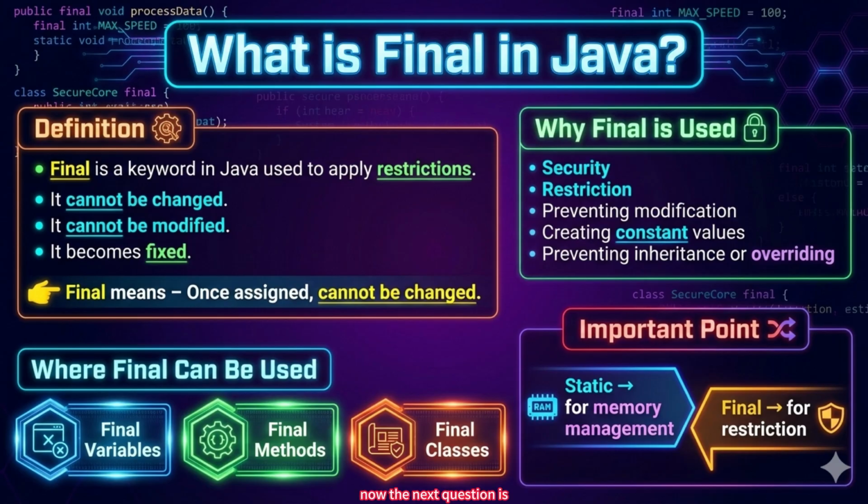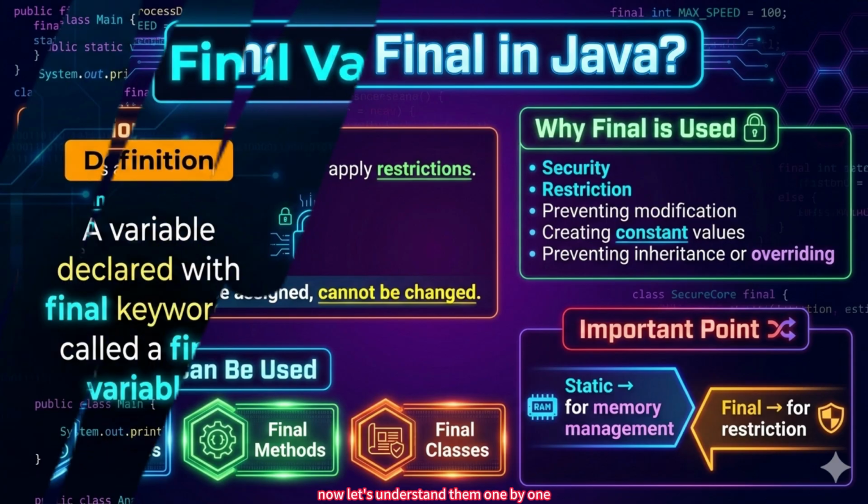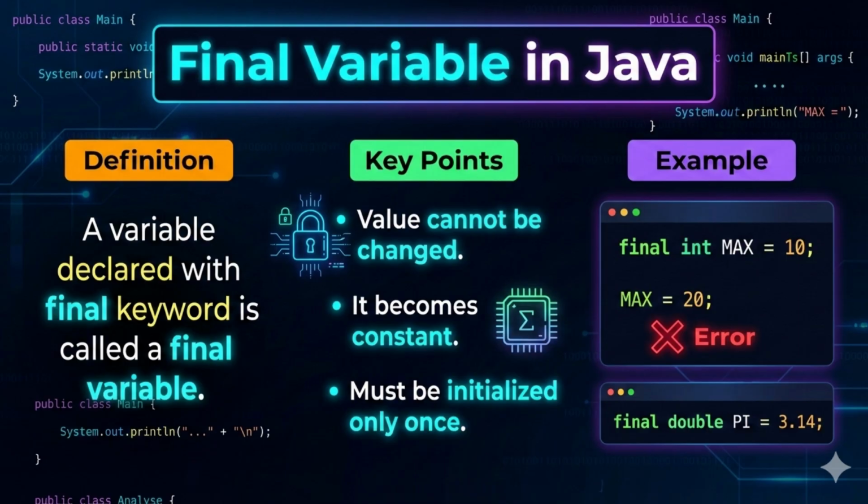Now the next question is, where final can be used in Java? In Java, the final keyword can be used in three places. Final variables, final methods, final classes. Now let's understand them one by one.